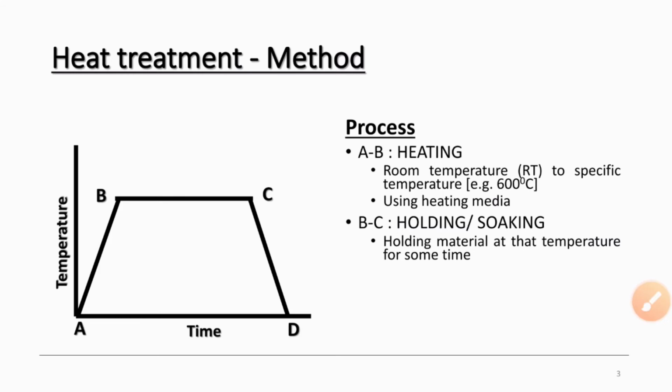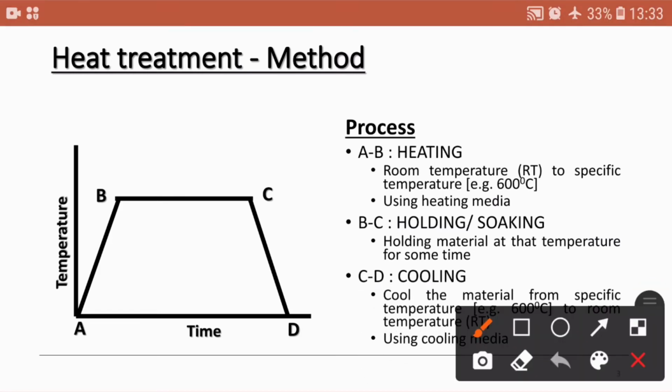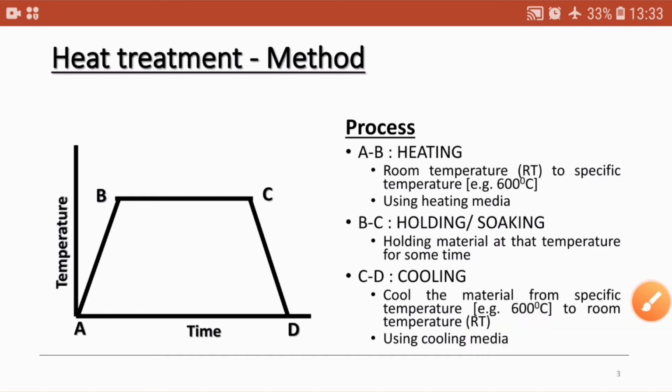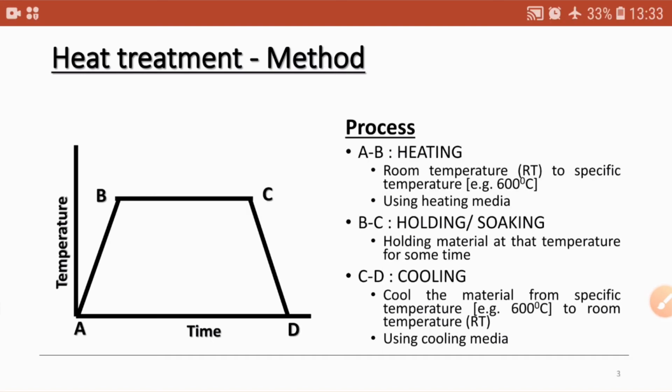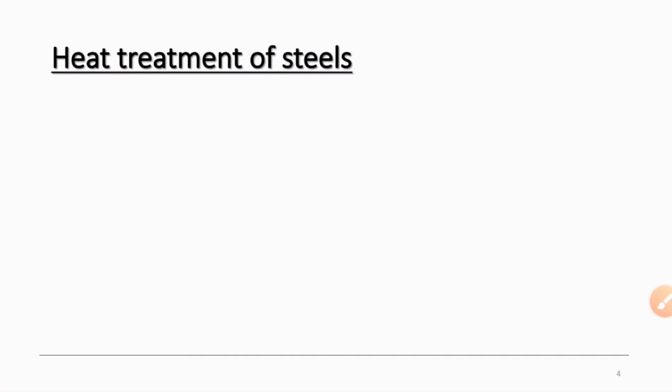Then C to D is the cooling process. Temperature is reduced with respect to time. So C to D is cooling the material from a specific temperature to room temperature, using some cooling medium. There are a number of cooling media. For example, air is one of them: atmospheric air or normal air. Then forced air, which we use to cool the metal faster, or you can use water or oil to cool the material.